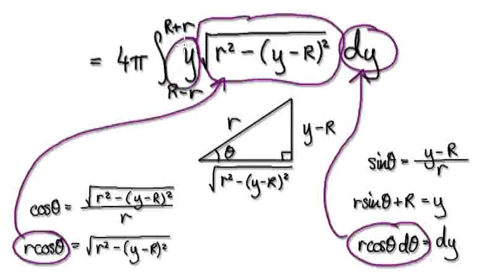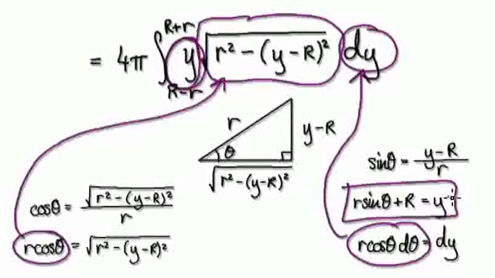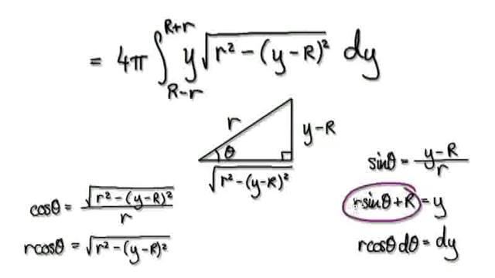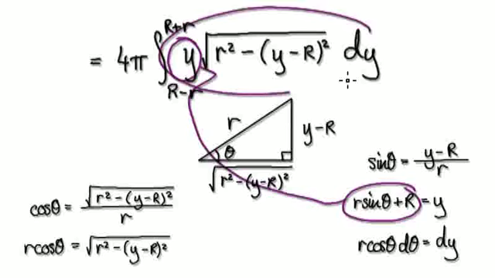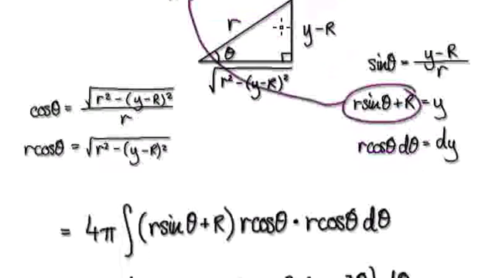Then you've still got the y on its own. Look at this bit here: you've got y equals this thing here. So you can put this into the y here. Then this whole thing here will become this.